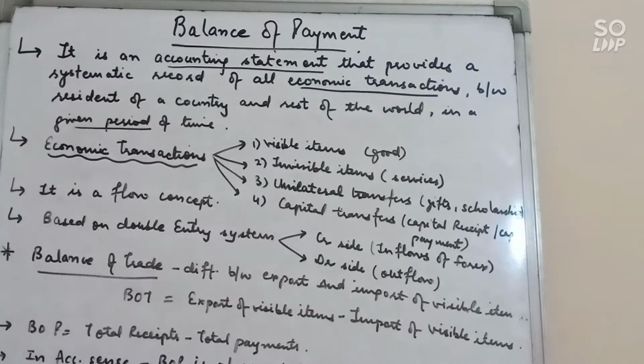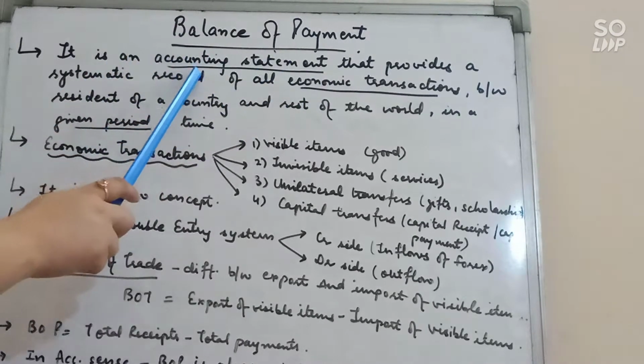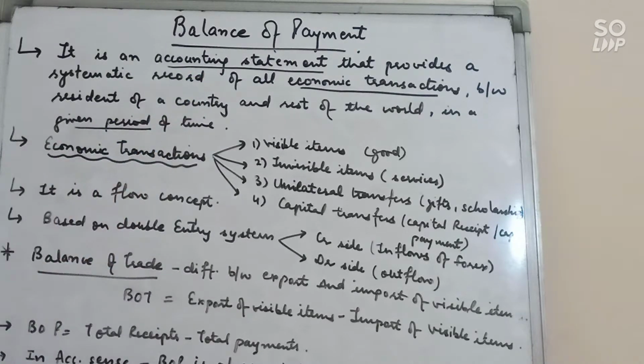So this definition includes three important features. One is it is an accounting statement. It means it is based on the double entry system in which we will record the transaction either on the debit side or on the credit side. All the inflows of foreign exchange will be recorded on the credit side, and all the outflows will be recorded on the debit side of balance of payment.